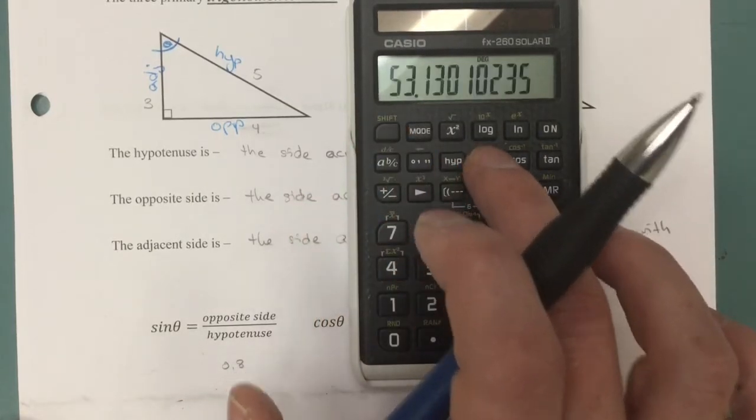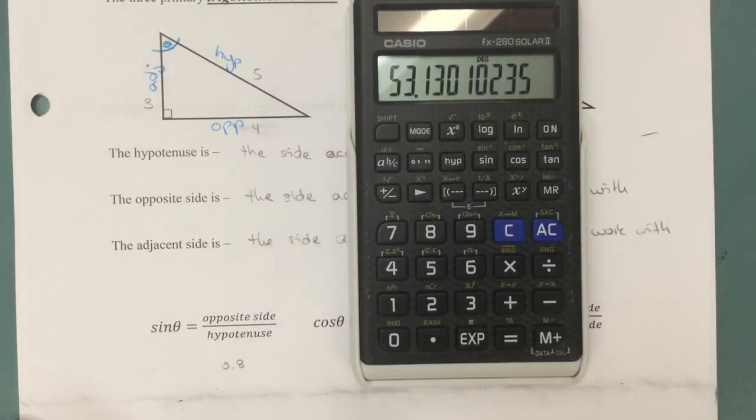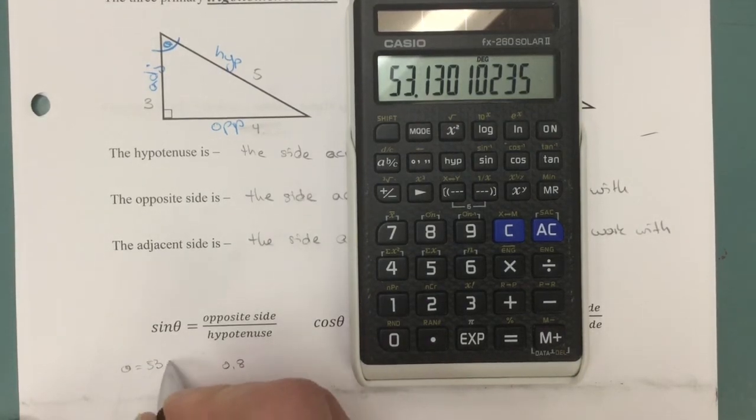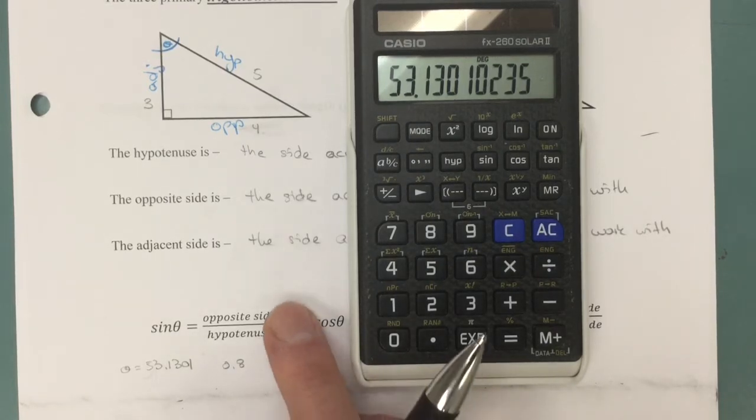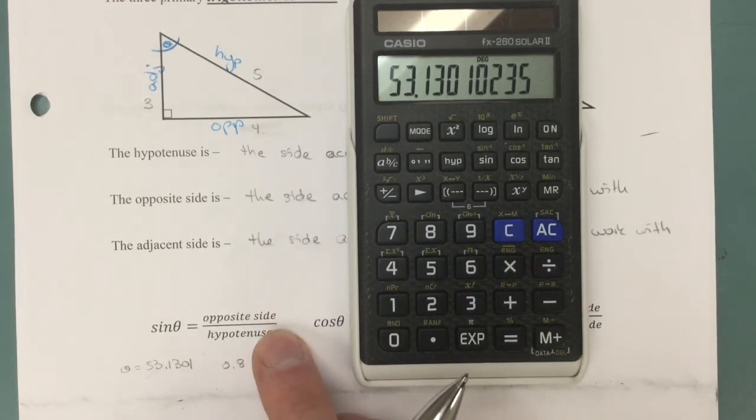That is 53.130. So again, I'll just write it here as a reference. The angle theta is 53.1301.